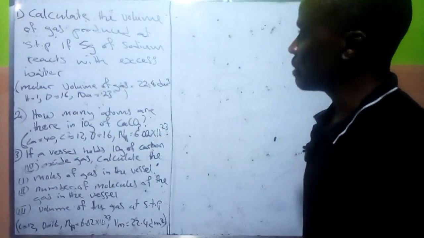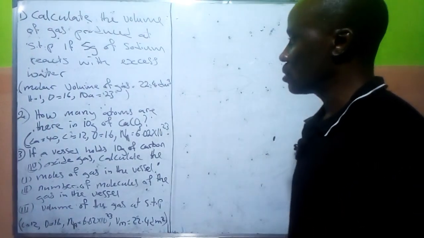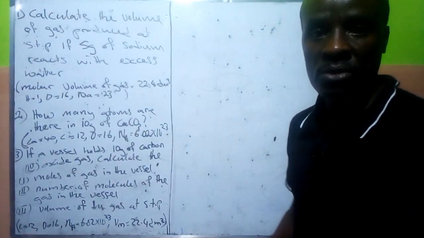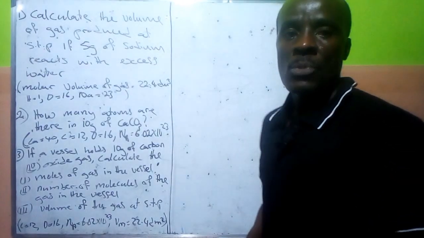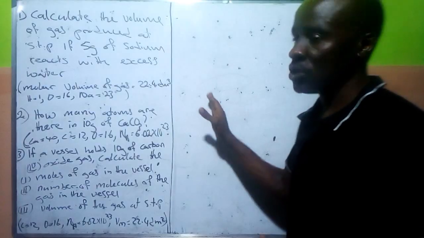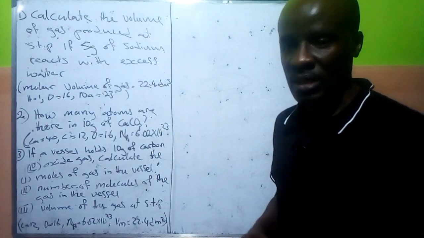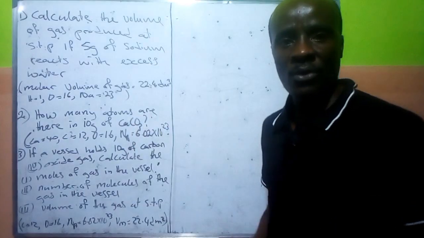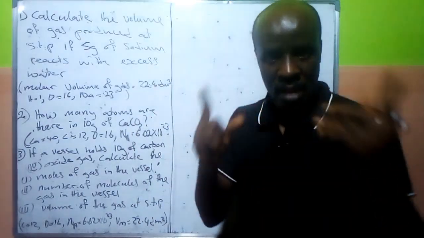We are going to be looking at some questions. This question has to do with molar volume and Avogadro's number. Before we go into these calculations, I want us to quickly look at the relationship between Avogadro's number, molar volume, number of moles, as well as mass.